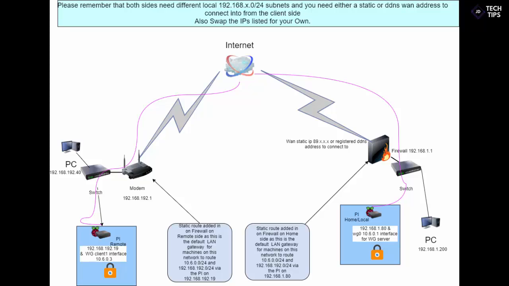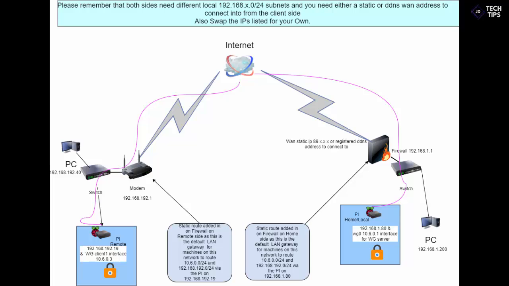So, as you can see, here's our network diagram. We have our home on the right and we have our remote on the left. The remote's going to act as the client, and the home is going to act as the server. In this diagram, on the remote side, there's just a standard NAT modem, and on the home side, there's a firewall and a modem, although it's not illustrated here.